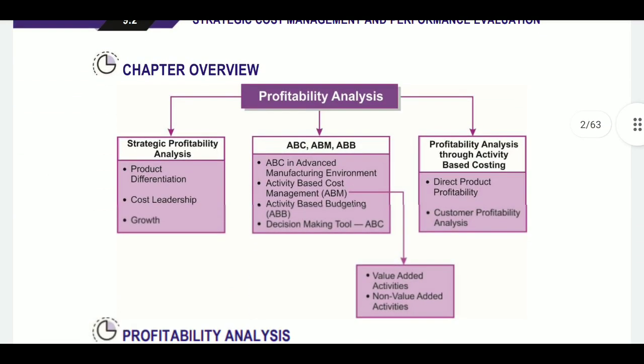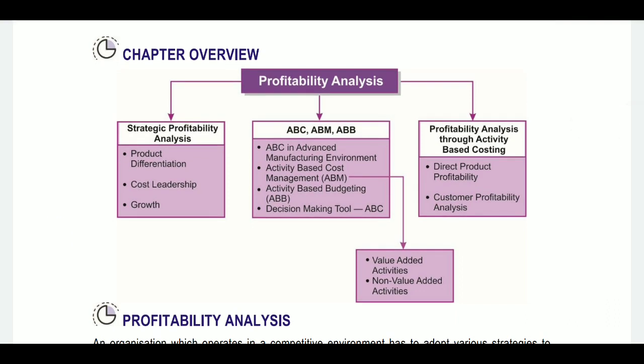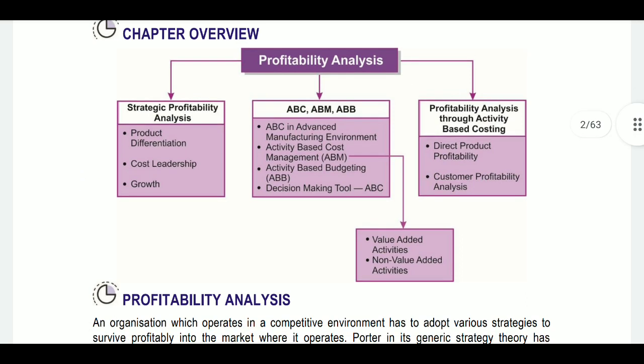Okay. Here the overview will be profitability analysis. Here we will do the strategic profitability analysis, ABC, ABM, ABB, and profitability analysis through activity based costing. Strategic profitability analysis will cover product differentiation, cost leadership, growth. And ABC, ABM, ABB: that is ABC in advanced manufacturing environment, activity based cost management, activity based budgeting, decision making tool. Next, profitability analysis through activity based costing: direct product quality and customer profitability analysis.